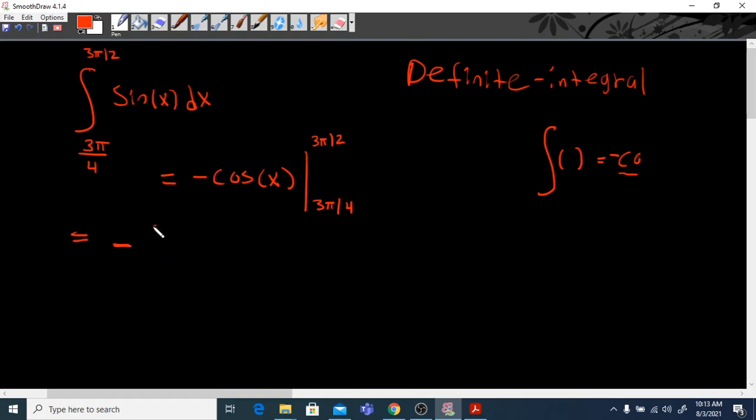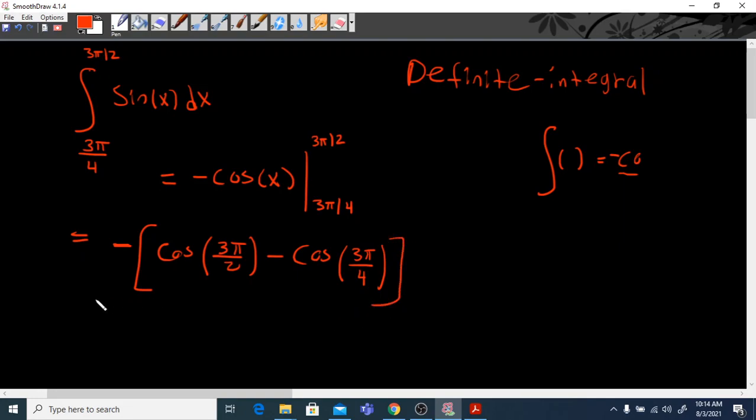So I'm going to put the negative sign out front: negative, and then cosine 3 pi over 2 minus cosine 3 pi over 4. I'm going to get the negative of cosine 3 pi over 2, which is 0, minus cosine 3 pi over 4. Cosine 3 pi over 4, let's think about that.